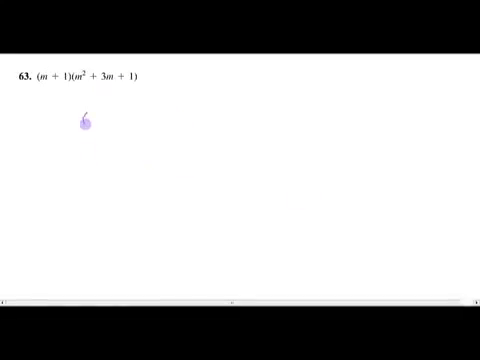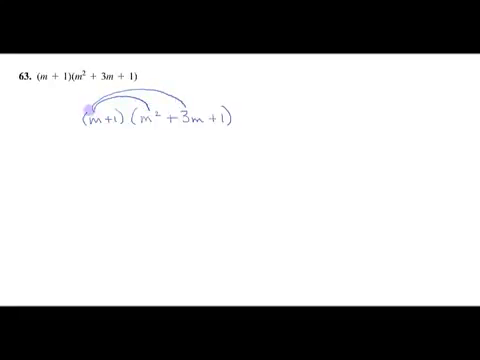Here I have the binomial m plus 1 times a trinomial m squared plus 3m plus 1. Now we can't use FOIL on this because we have more than 4 terms when we finish multiplying, but we'll use the same principle. The first term in the first parenthesis multiplies each term in the second parenthesis, and the second term in the first parenthesis also multiplies every term in the second set of parentheses. So let's go ahead and try this.